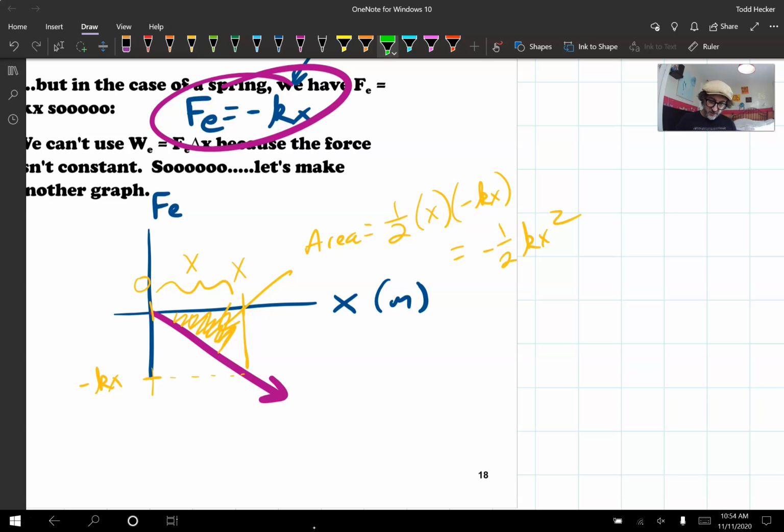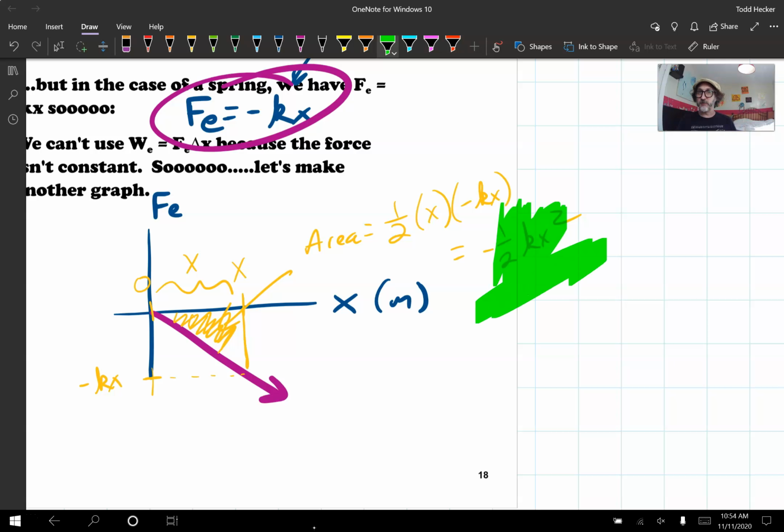Oh, and look, 1/2 kx squared, that's the equation for elastic potential energy, right? Okay, so we'll learn later on when we get to, I guess it'll be unit 9, we'll learn why that negative is there. But notice there's a connection there, right? The work done by the force, remember, work is a change in energy, and here's the energy our spring has, right? 1/2 kx squared.